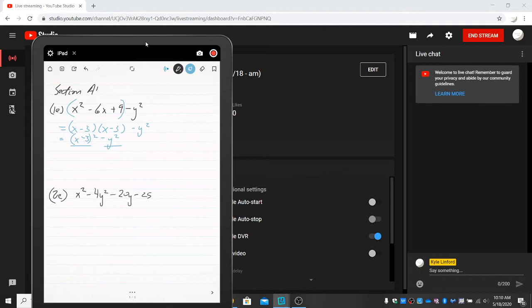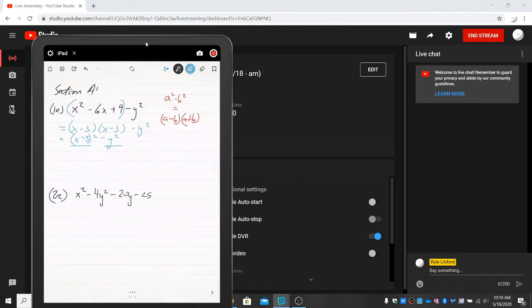So really what I have here is something squared minus something squared. That's the difference of squares. If you remember the difference of squares, I'll write the formula up here in red. A squared minus B squared equals A minus B times A plus B. We're going to use that formula right here.